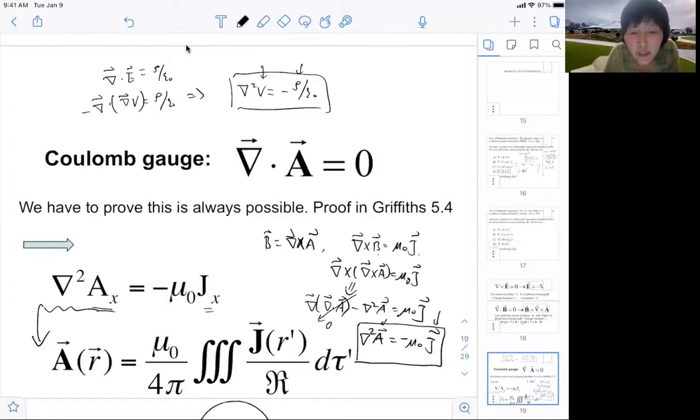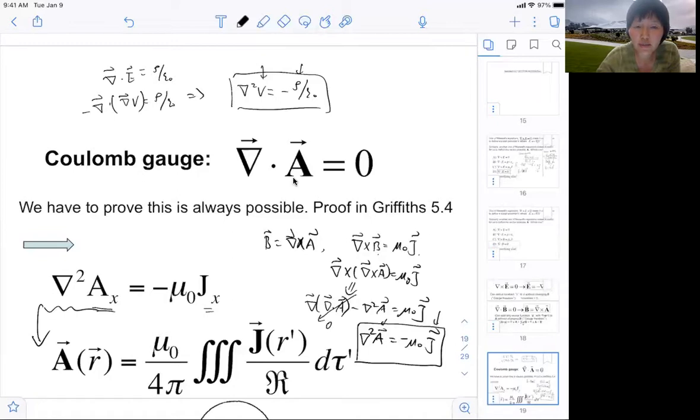What is the theorem? I'm sorry, I did not hear. The uniqueness theorem? Yes, the uniqueness theorem. If you can guess the solution, then that's the only possible solution. But now my question is more, how do you even guess that solution? How do you even know what to guess?